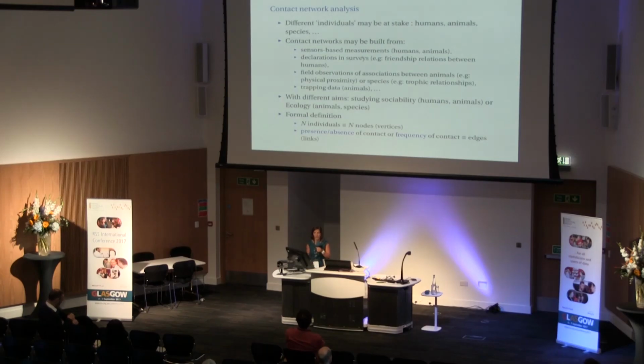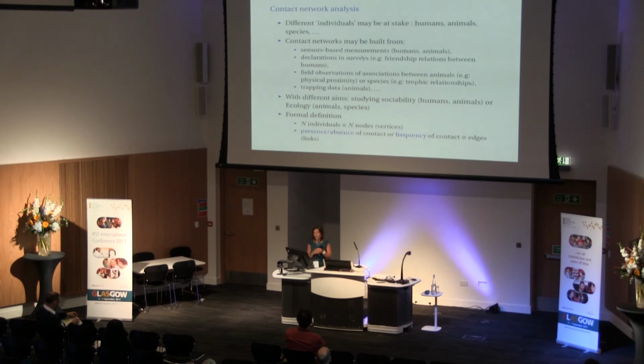In the contact networks I want to look at, there are different individuals that may be at stake. I can be interested in humans or animals or even species, because I've been working a lot on applications to ecology. And these contact networks may be very diverse. They can be built from different types of measurements.